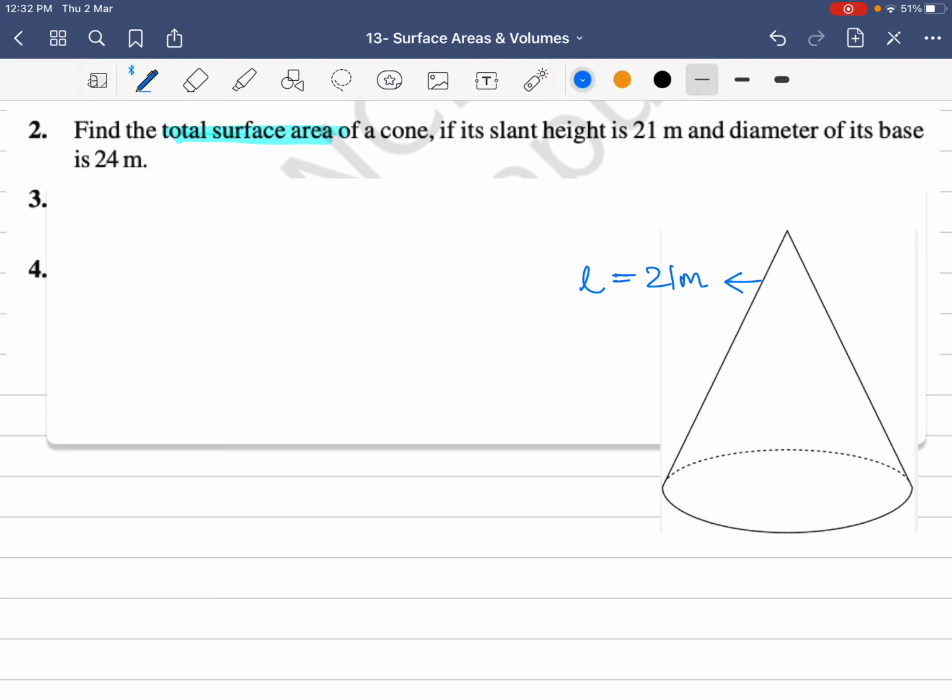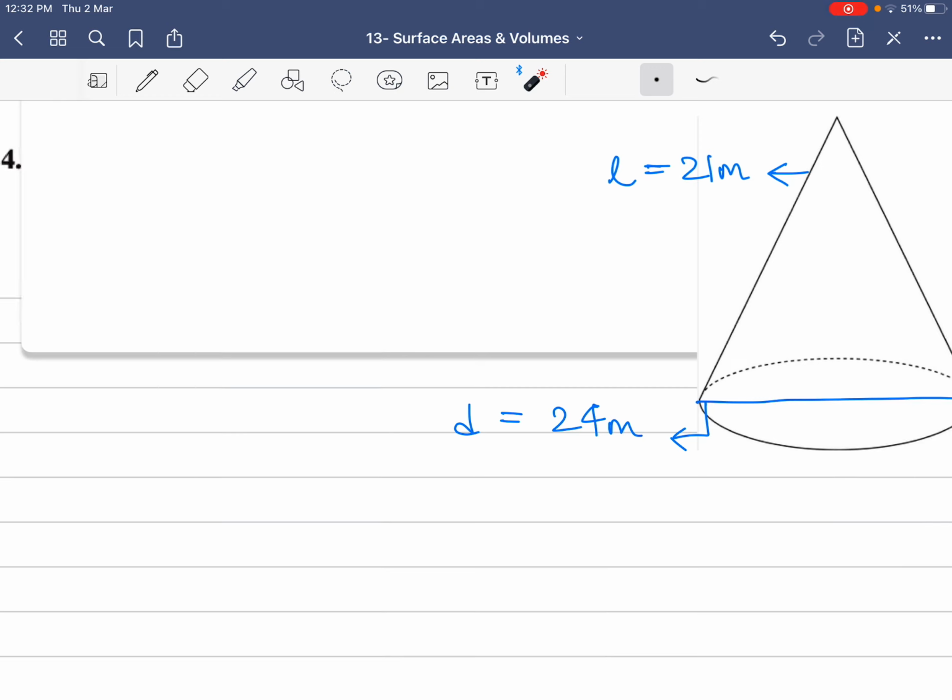Okay, so diameter is given to us 24 meters and slant height is given to us L, which is equal to 21 meters. We have to find the total surface area of the cone. So let's come down. Once we have represented all the information in this diagram, you can ignore the question and just focus on solving the question.